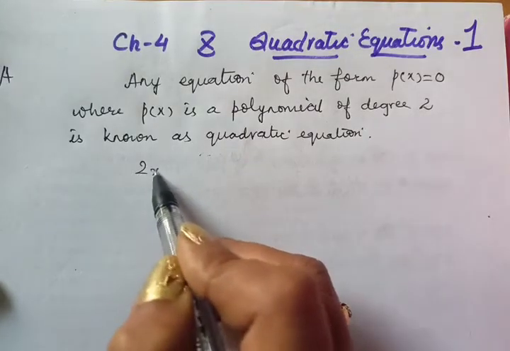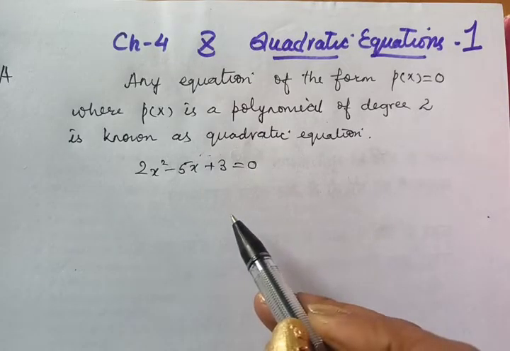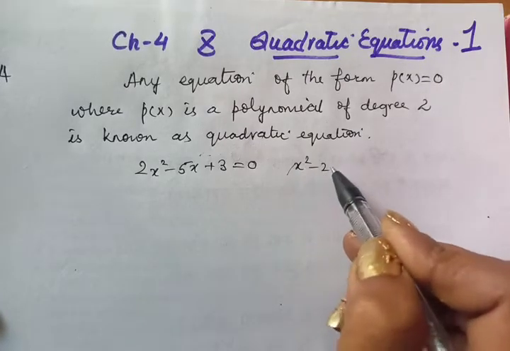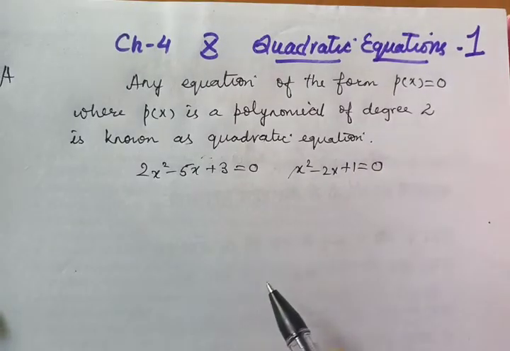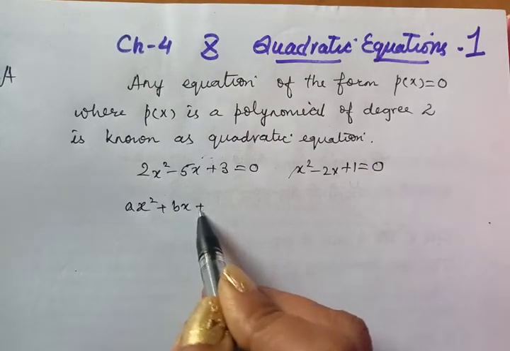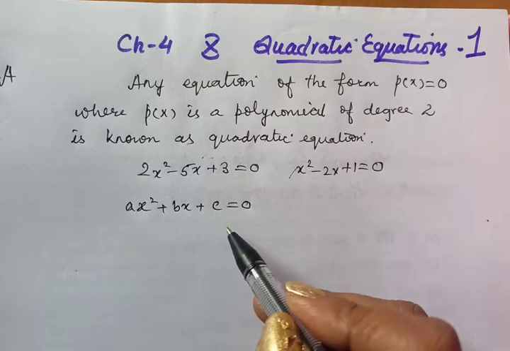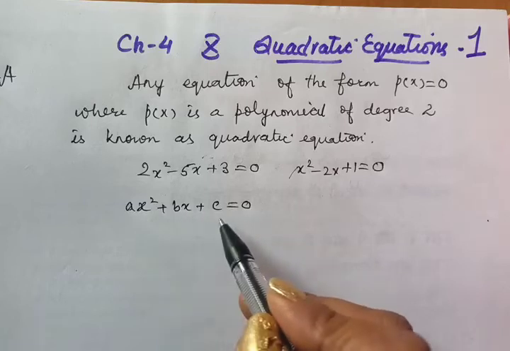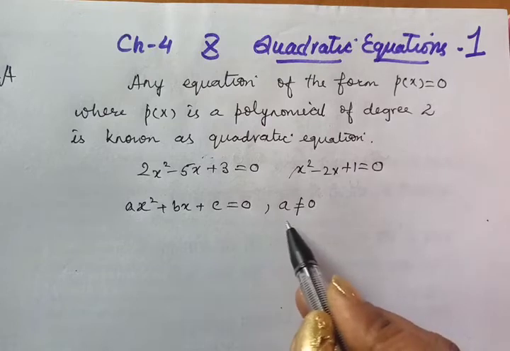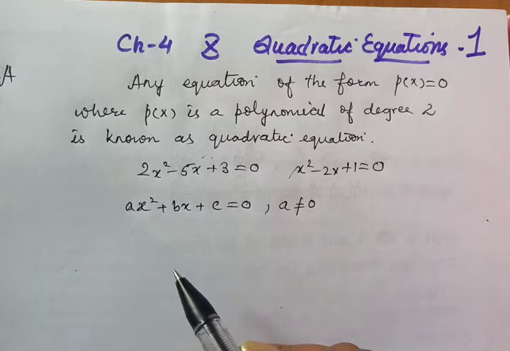For example, 2x square minus 5x plus 3 is equal to 0 is an example of a quadratic equation. Or say x square minus 2x plus 1 is equal to 0 is another example. Its general form is ax square plus bx plus c is equal to 0, wherein a, b and c are the coefficients and a should not be equal to 0. Because if a becomes equal to 0, then degree 2 will be finished and it will no more be a quadratic equation.